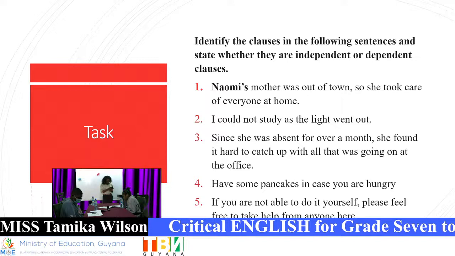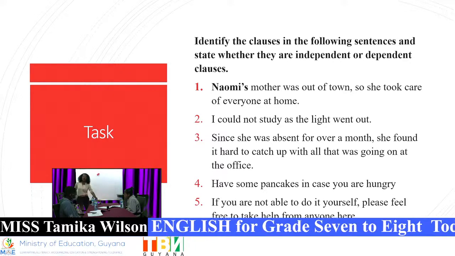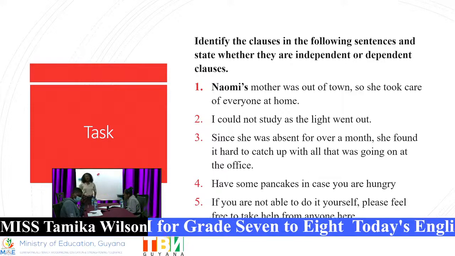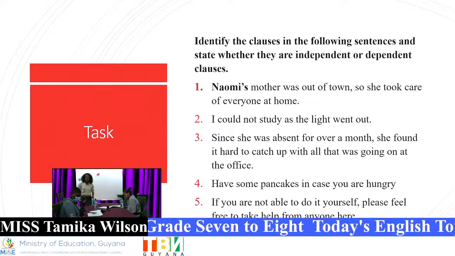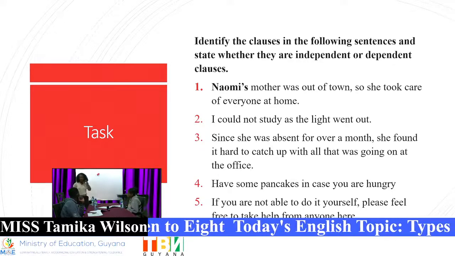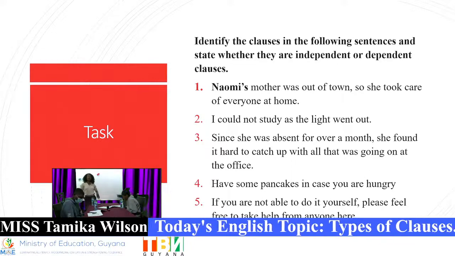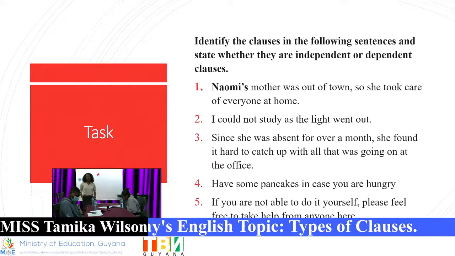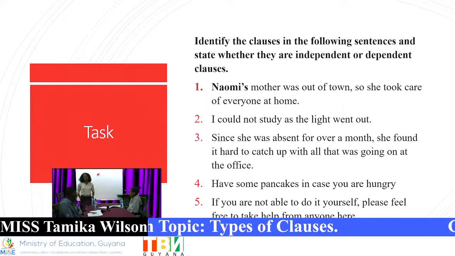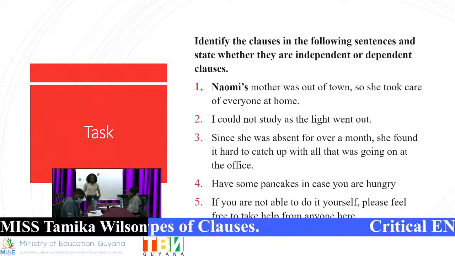I have independent clause. More than one or just one? More than one independent clause. So identify the independent clauses for us. Naomi's mother was out of town. That's one, correct. And she took care of everyone at home. So two independent clauses. Yes?